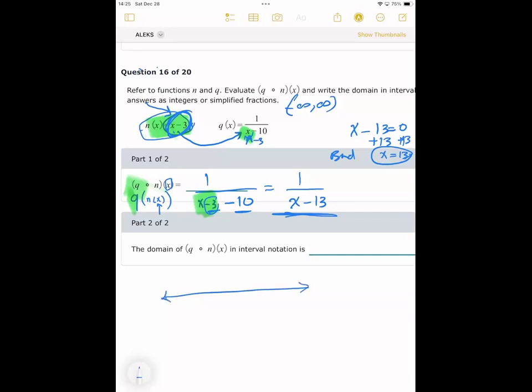Again, -infinity to +infinity. Can we pick anything we want here? The answer is no. We cannot pick this guy, but we can pick anything before, anything after. So to write the interval notation, we start from -infinity to 13, put a parenthesis for 13 to exclude it, and then again, parenthesis 13 to exclude it and say I don't want it. And that is your domain.